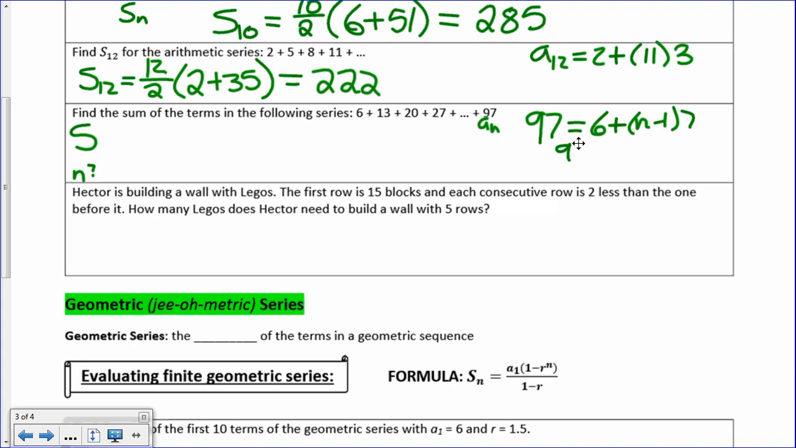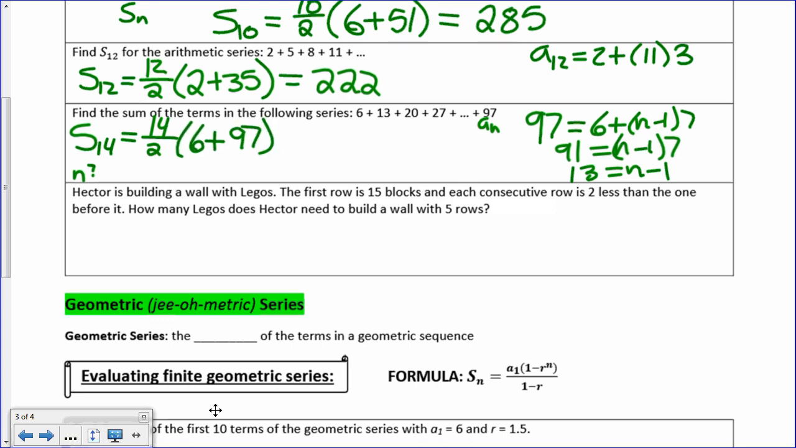So you get 91 equals n minus 1 in parentheses times 7. I don't know what that is. It's 91 divided by 7. 13. So 13 equals n minus 1. So what's n? 14. So I want s sub 14. I just found out that n was equal to 14, so I can start plugging that into my formula. Did I know what a sub 1 is? 6. Do I know what a sub n is? 97, your last term. And then you can just piece it together. Say again? 721.